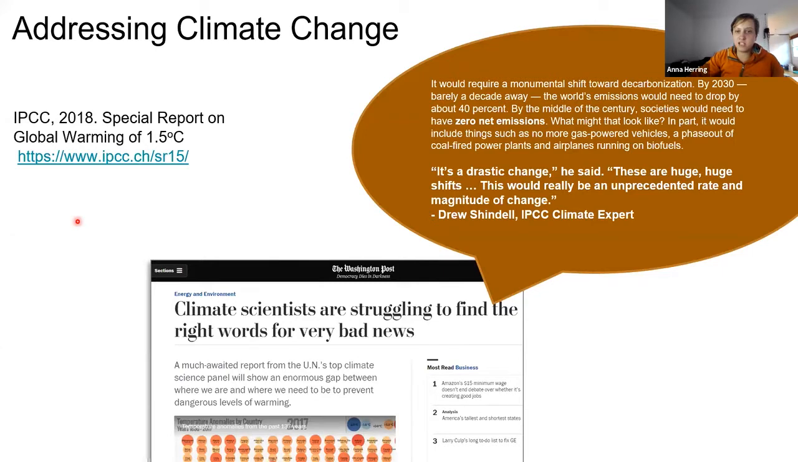But the main message here is that it's not looking too good that we'll be able to achieve the goal of limiting warming to 1.5 degrees Celsius. And if we do indeed want to avoid the worst impacts of climate change, it's going to require large-scale decarbonization on a massive scale worldwide.